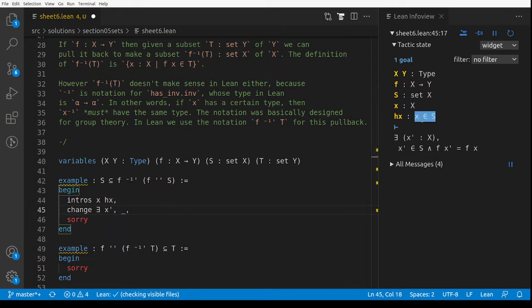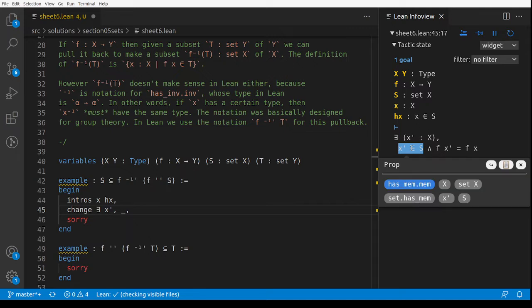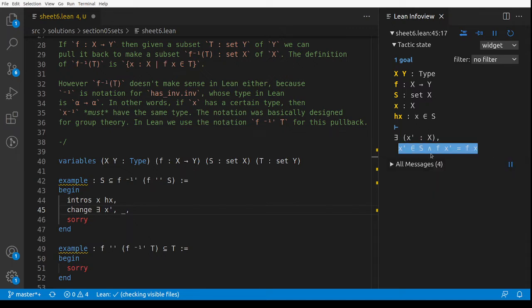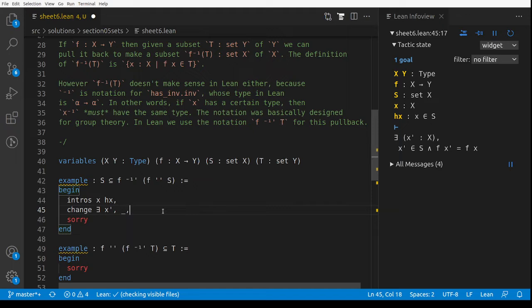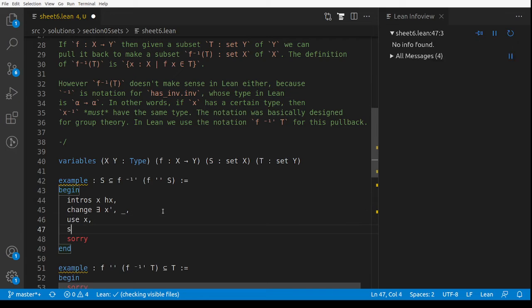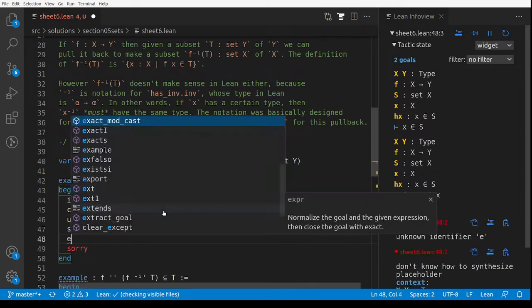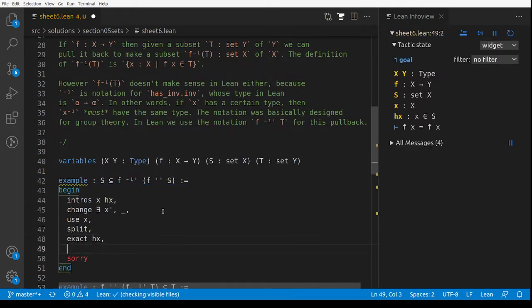So we've got an element of X, and we've got a proof that it's in S, and we now have to prove that there exists an element of X which is in S, and that satisfies f of it is f of x. So I hope you can see that letting x primed be x is probably a good idea here, because x is in S, we know that, and f of x equals f of x is true by rfl. So we could do use x and then split, and then this is exact hx, and then this is rfl.